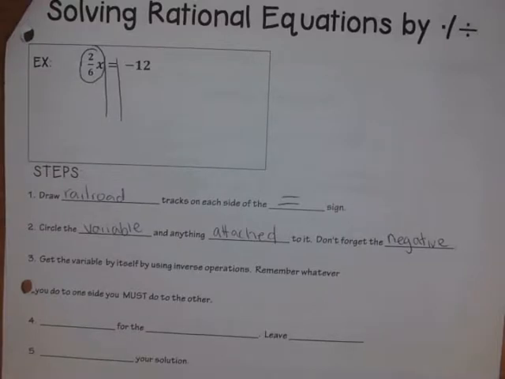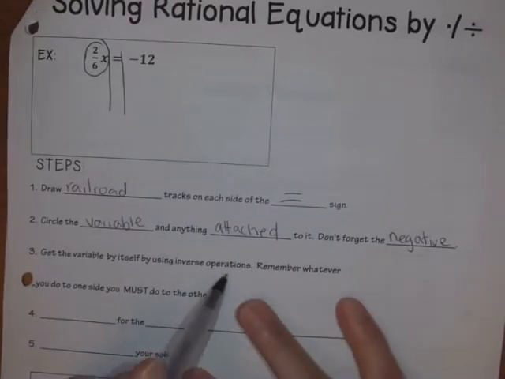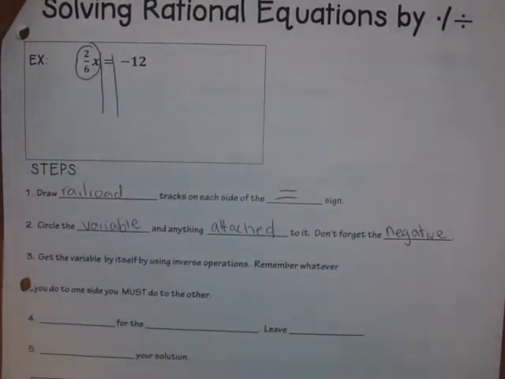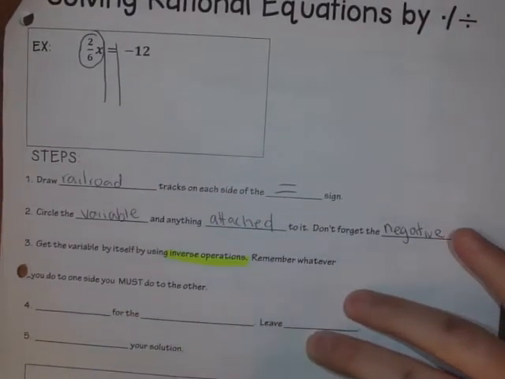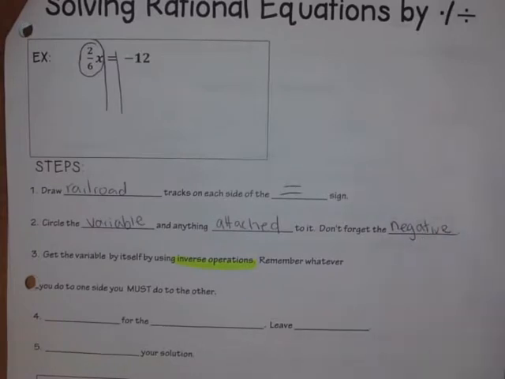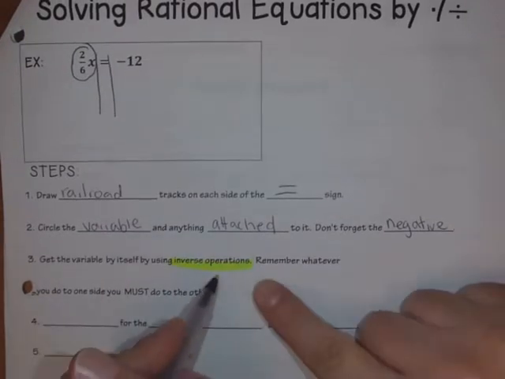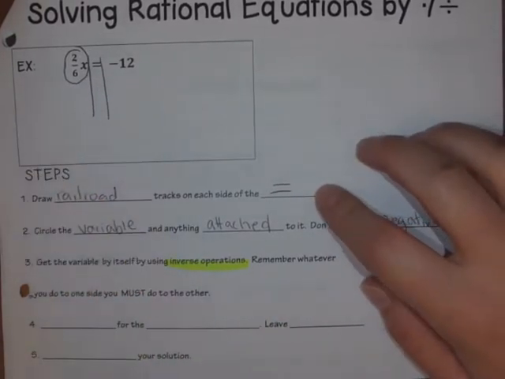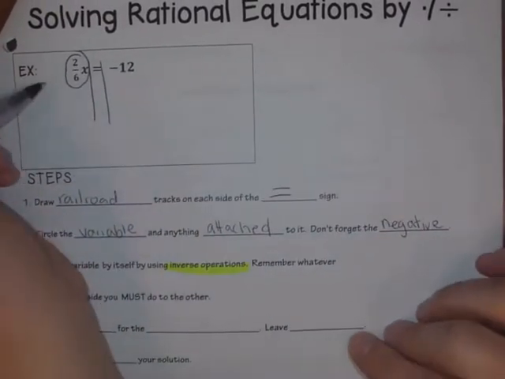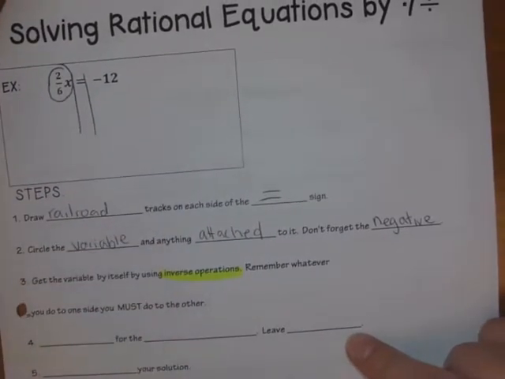Okay, 3. The goal is to get the variable by itself by using inverse operations. Now remember that word. That is a key word right here. Inverse operations. So it's the same thing as opposite operations. And remember, whatever you do to one side you must do to the other. That is really the point of these railroad tracks. I just say railroad because it kind of looks like a railroad. But the point of separating these two is so you remember that whatever you do to one side, you have to do to the other.